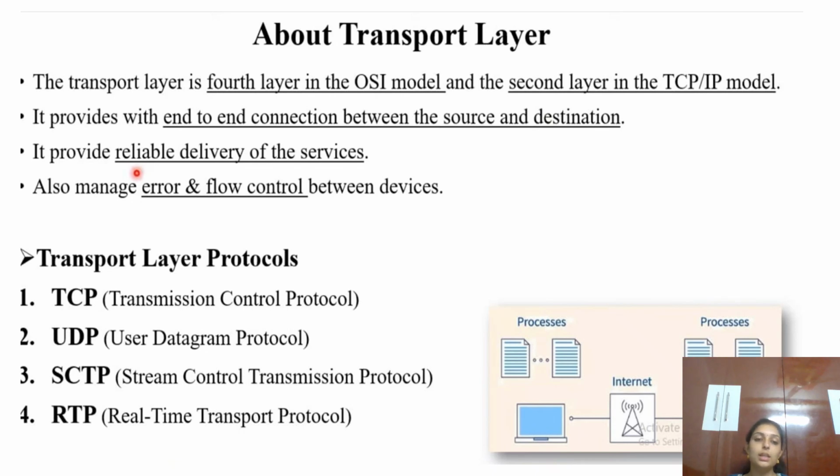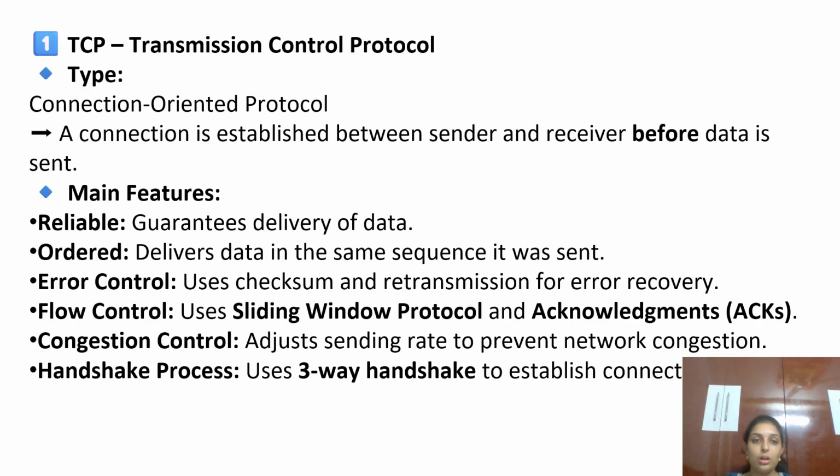So now we will discuss each protocol in detail. The first one is the TCP protocol, also known as Transmission Control Protocol. It is a connection-oriented protocol, so there will be a connection between the devices. The main definition of TCP is that a connection is established between sender and receiver before data is sent. Before sending the data, a connection appears between the sender and receiver. That is TCP. So we have some features.